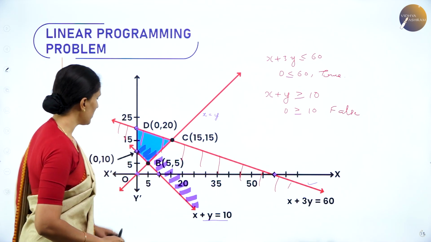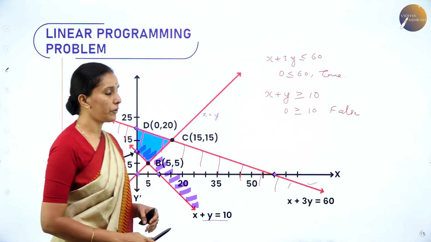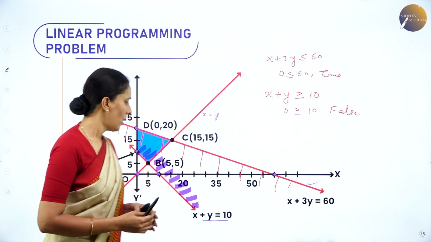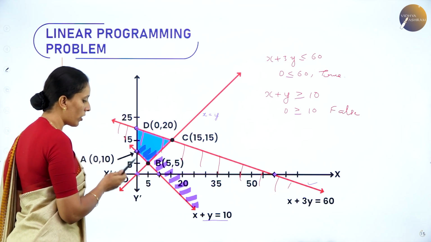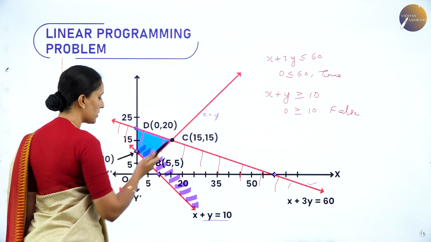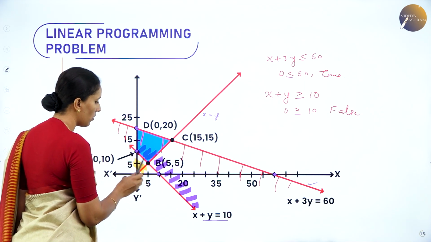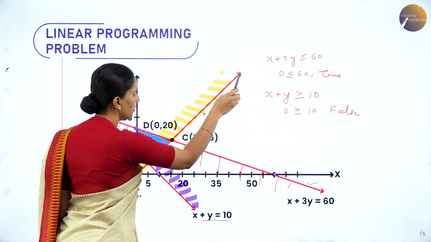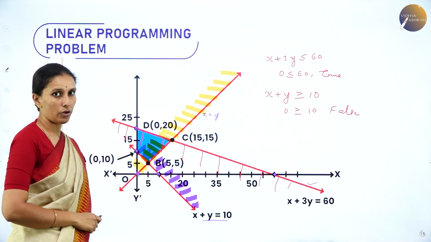The last one is we have x less than or equal to y. So 0 less than or equal to 0 is a true statement. When I say less than or equal to 0, this region will act as a solution for the given line x less than or equal to y.